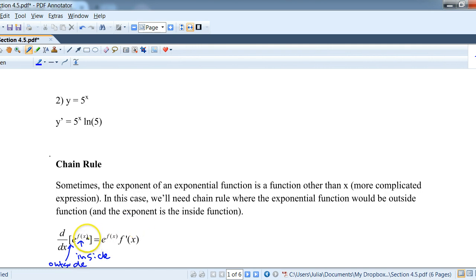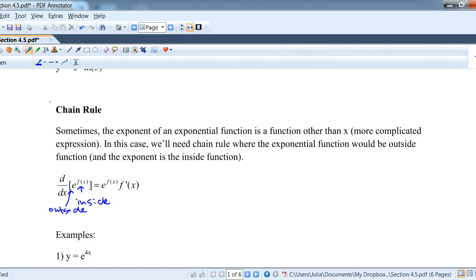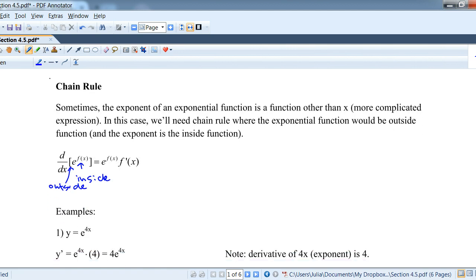We apply chain rule exactly the same way as before. It's the derivative of the outside, which is e to f of x, the same exact thing we started with, times the derivative of the inside function, which would be f prime of x in our case. So let's take a look at how we apply it. Here is a quick example.